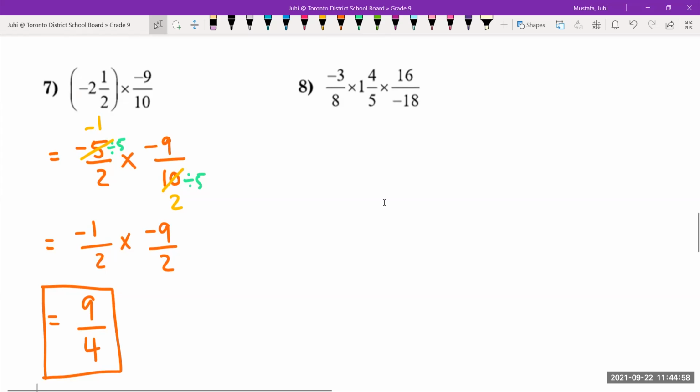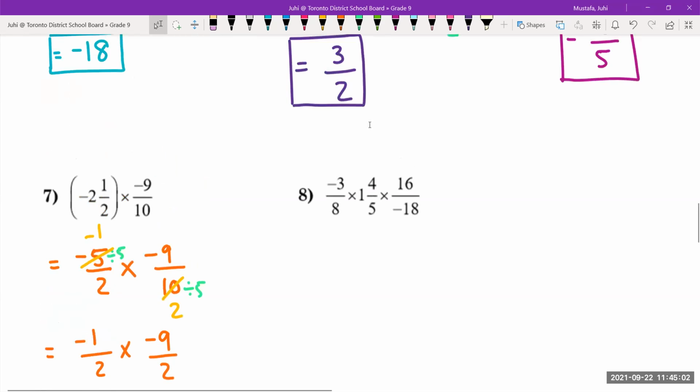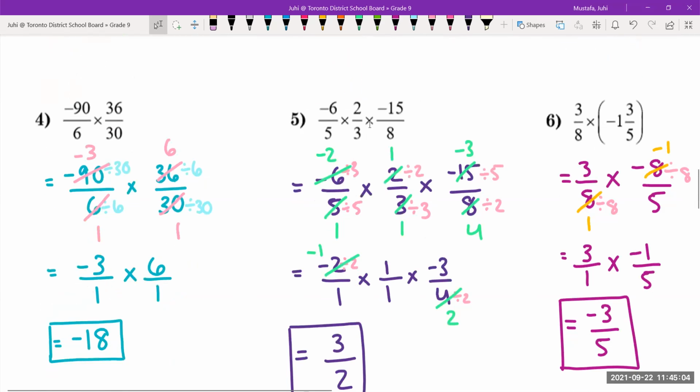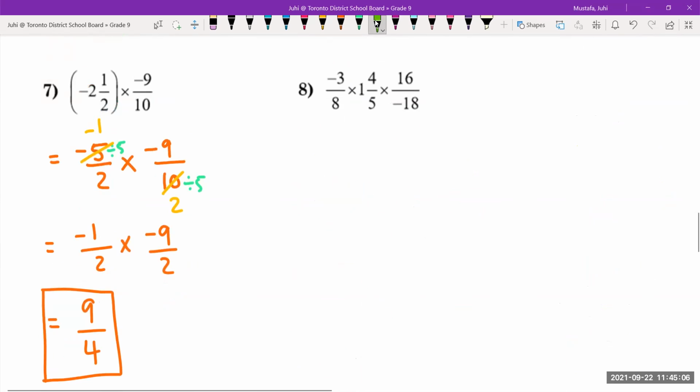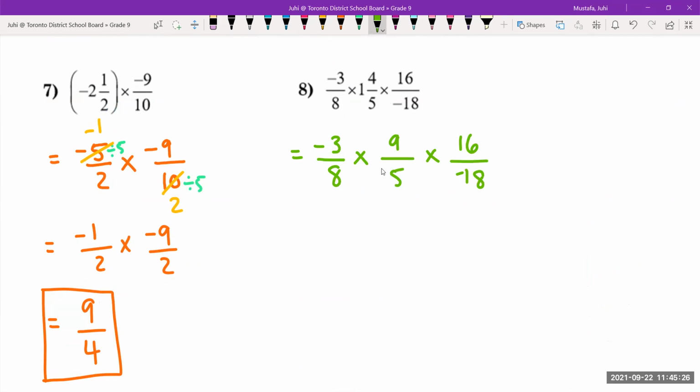Last question. Okay, a couple of new volunteers now. Let's start by changing the mixed fractions into improper. So Aritra. -3/8, good. 9/5, good. Yep, 16 over -18, good. So all we had to do was really change this fraction into this.